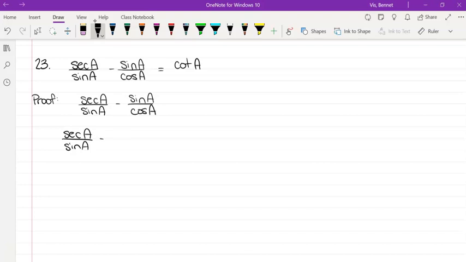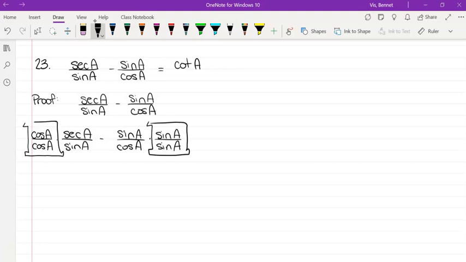So I'm going to rewrite the secant of a over the sine of a minus sine of a over the cosine of a. This fraction on the right hand side is missing a sine, so I'm going to multiply this by sine over sine. I can do that because that is just a big 1. This side has a cosine, this side does not. I want to make it have a cosine, so I will multiply by cosine over cosine, because that is just equal to 1. It doesn't actually change anything, it just changes how it looks.